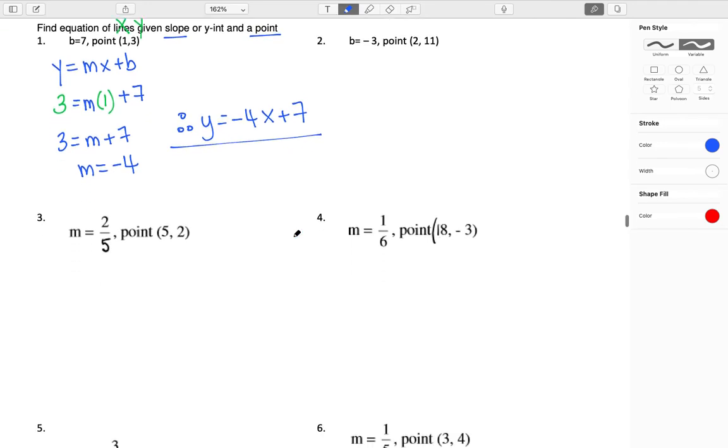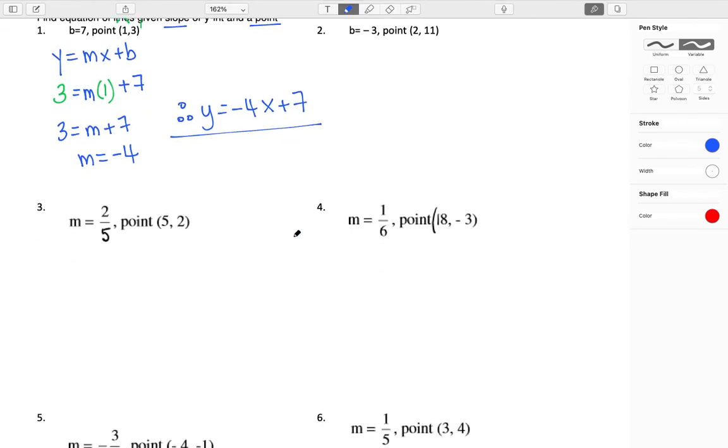Now, what if you were given a slope and 1 point? So again, y is equal to mx plus b. It looks like my slope is given, which is great.